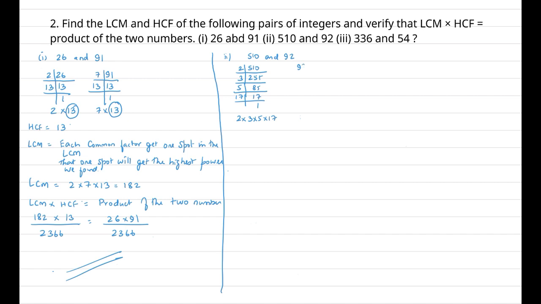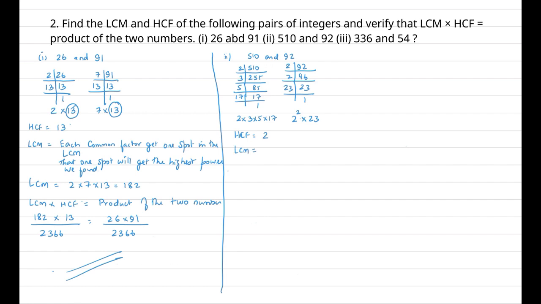And for 92, the factors are 2 tables 46, 2 tables 23. 23 is a prime number. So the factors for 92 are 2 to the power 2 into 23. Now the highest common factor here is 2.